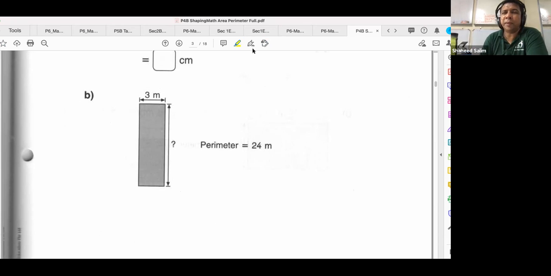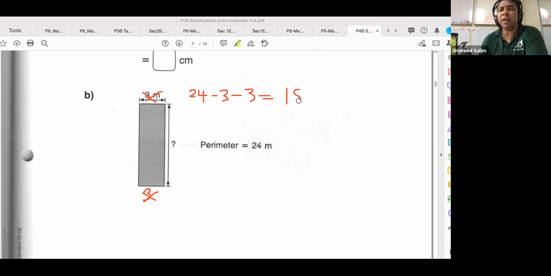What is perimeter? Perimeter is all on the outside. Here, this is 3. This is 3. Perimeter is 3 plus 3 plus length plus length. So step 1: take 24 minus the 2 breadths. Minus 3, minus 3. What is left? You'll get your answer here.